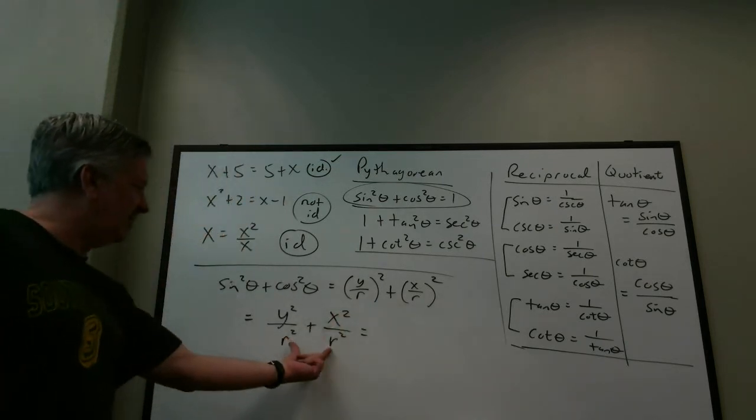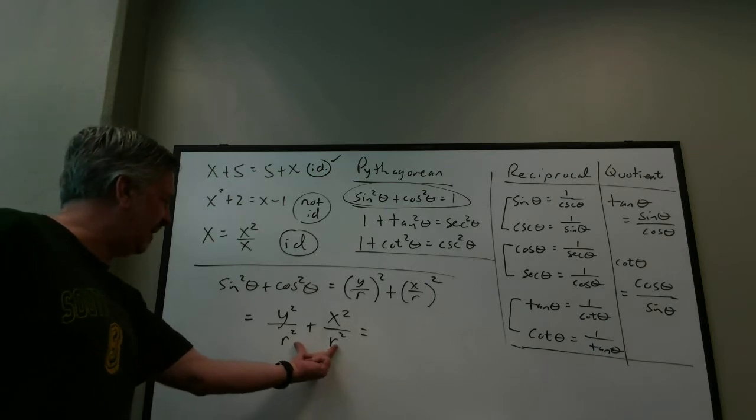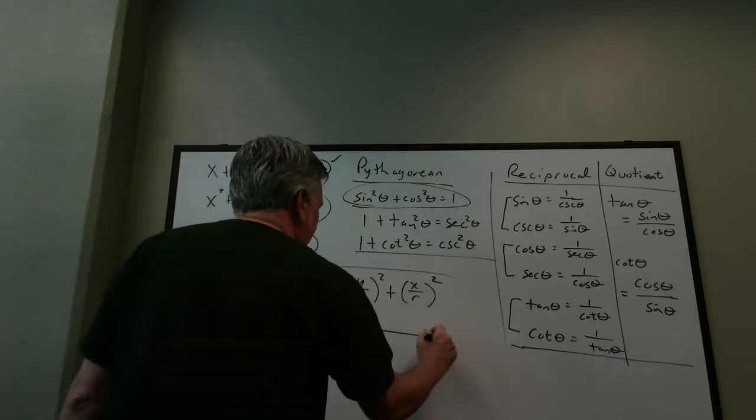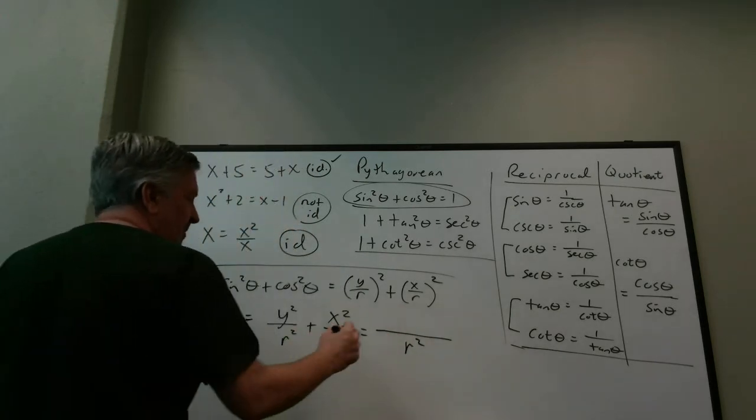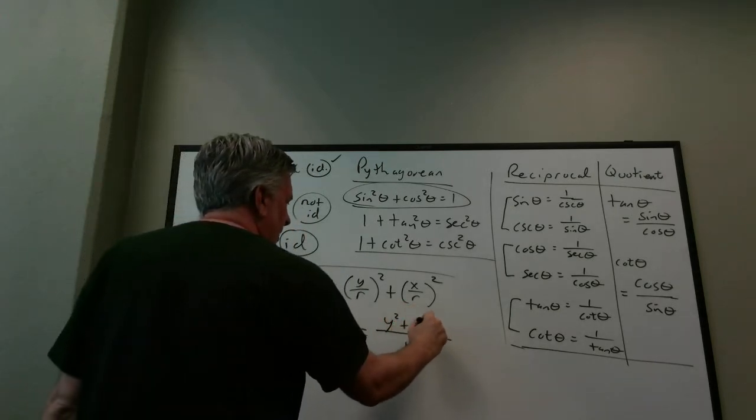And now I have a common denominator. To add fractions, you need a common denominator, which I already have. So to add fractions with the common denominator, you keep the common denominator and you add the numerators. The numerator is y squared plus x squared.